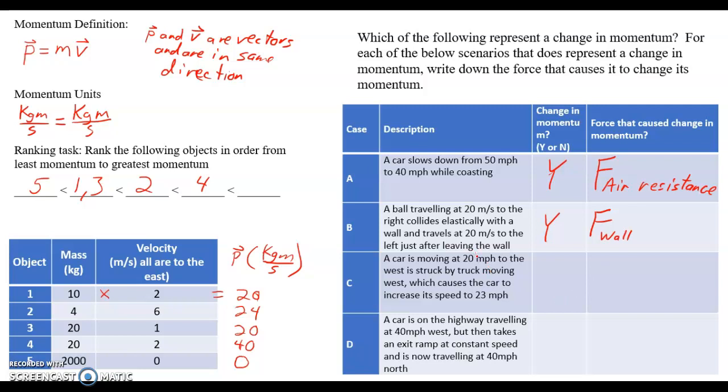All right. Case C, a car is moving at 20 miles per hour west and is struck by a truck that is going the same direction, and so the car speeds up. That's a change in momentum, and that was caused by the force of the truck. And then in this last case, the car is going 40 miles per hour but then takes an exit ramp. It's still going the same speed, but it has changed its direction. So just like in case B, we have a change of direction. And this, if you recall from chapter 6, this would be caused by the force of static friction. Remember, that's a lowercase f with a subscript s, different than what we saw in the last chapter, which is capital F with the subscript s, which means the spring force.